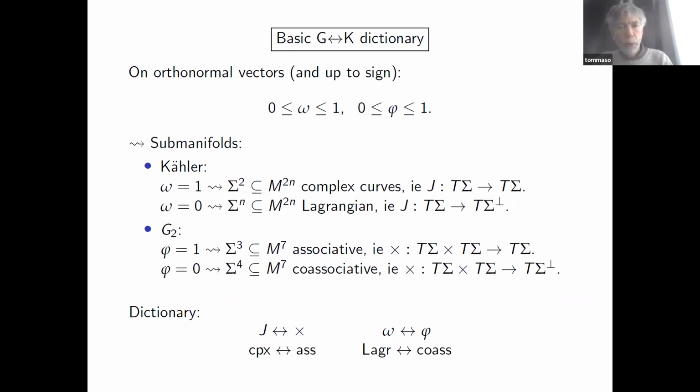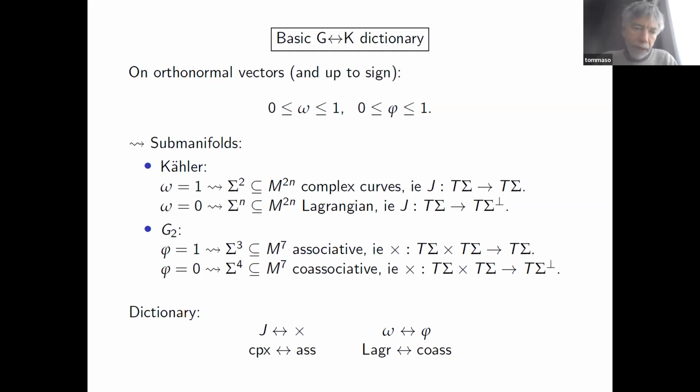So we can start comparing the differential forms, the Kähler form and the G2 form. And they satisfy a same normalization condition, which we can use to define the categories of submanifolds we are interested in. On the Kähler side, we can maximize omega up to the value 1, so that omega is equal to the volume form of a submanifold. And the submanifolds that satisfy this condition are the complex curves, more generally, the complex submanifolds.